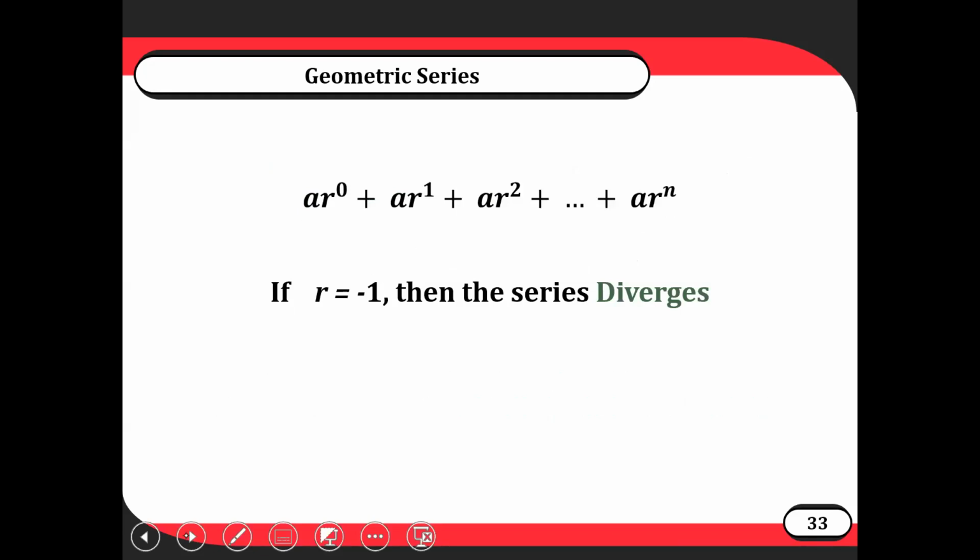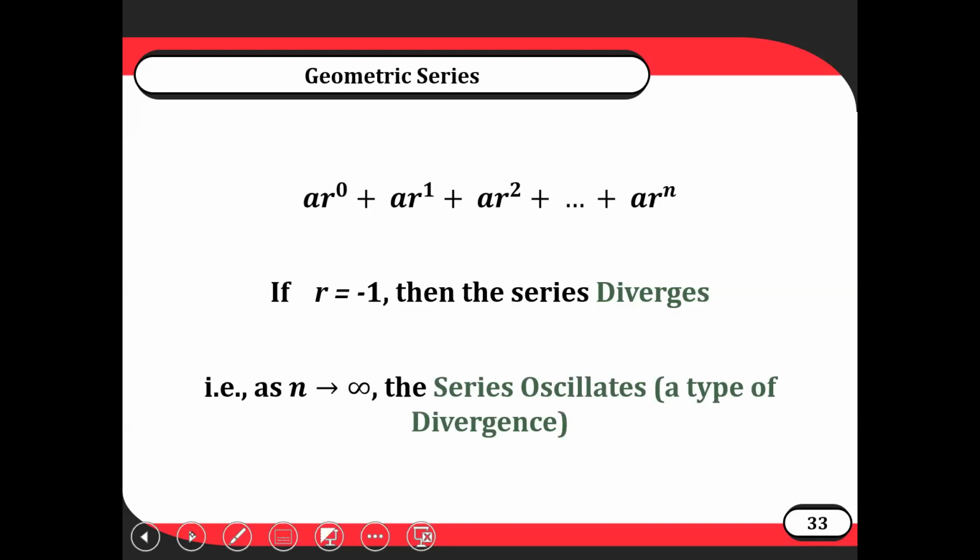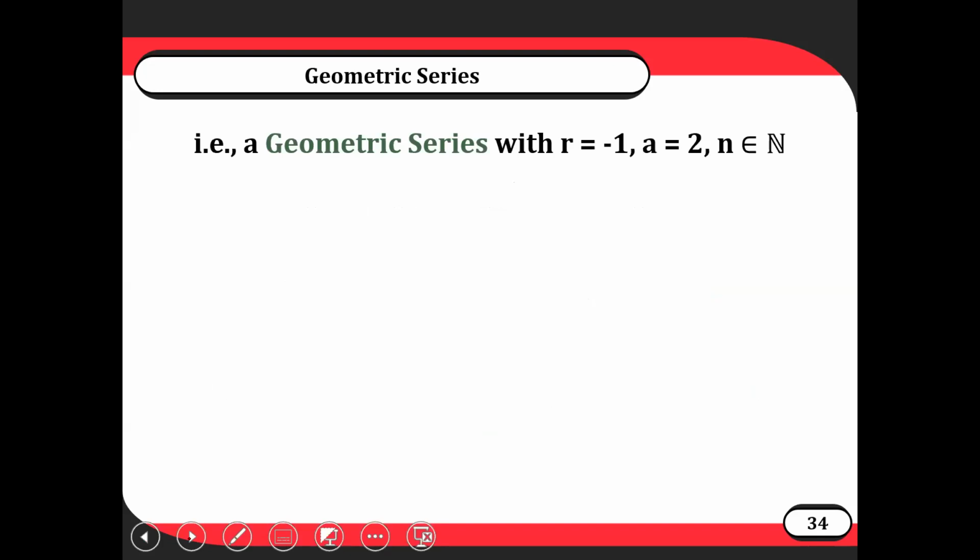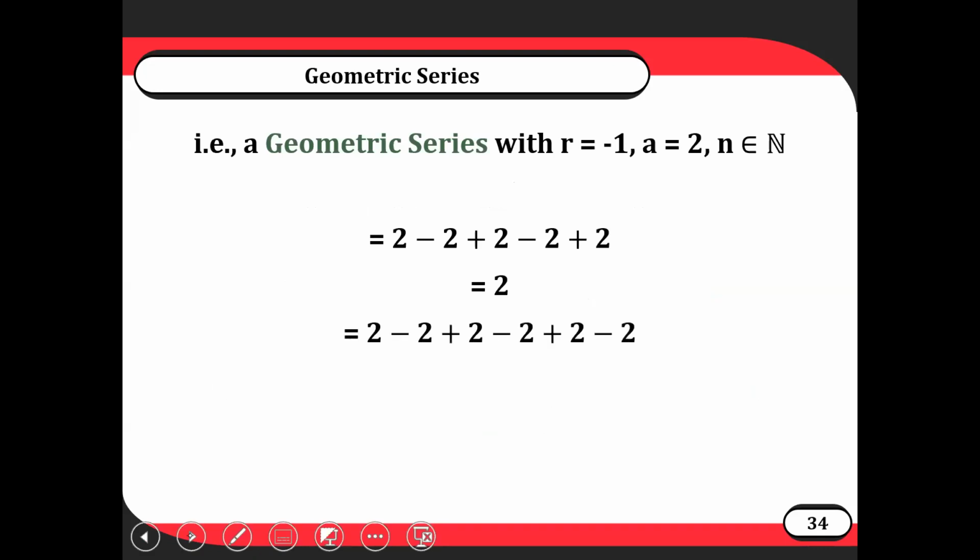And if we have r equal to -1, then the series diverges as well, or it's a type of divergence, because the series actually oscillates between 2 different values. So if we have r equal to -1 and a equal to 2, we get 2 minus 2 plus 2 minus 2. So if we have an odd number of terms, we would get 2 in this case. And if we have an even number of terms, we would get 0. And each successive term that we add would just simply jump between those 2 numbers.